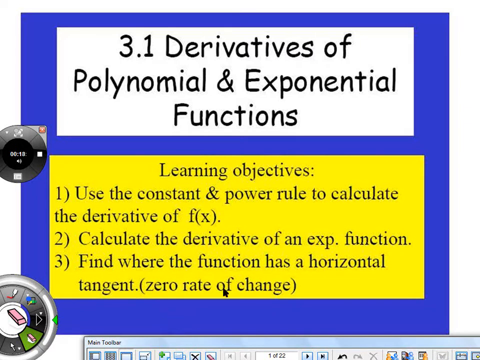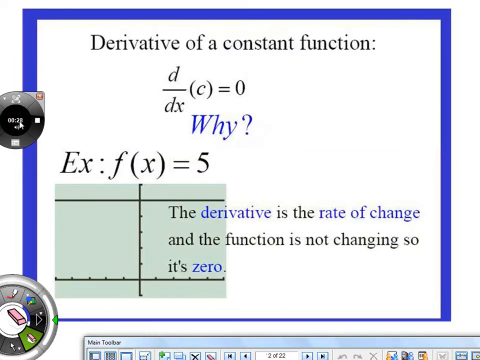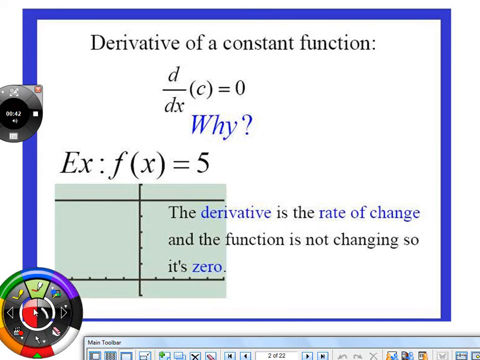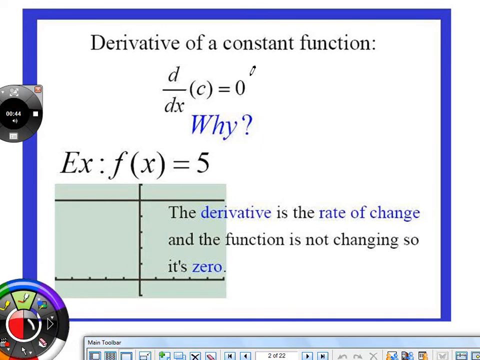So we want to basically be able to use the power rule. That's the big lesson of the section. And a couple of these other things we'll hit as well. Okay, so first, d dx is notation saying that we're going to find the derivative. So we're going to find the derivative of c. So let's say that c is a constant, so it's just a number. That always equals 0. So without exception, the derivative of a constant is 0.